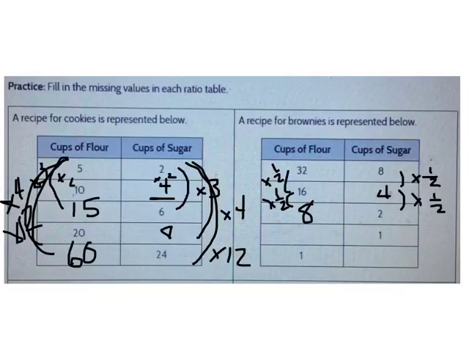How many cups of flour would 1 cup of sugar require? Well, 2 times 1/2 is 1. 8 times 1/2 is 4. How many cups of sugar would 1 cup of flour require? Well, 4 times 1/4 is 1. 1 times 1/4 is 1/4.